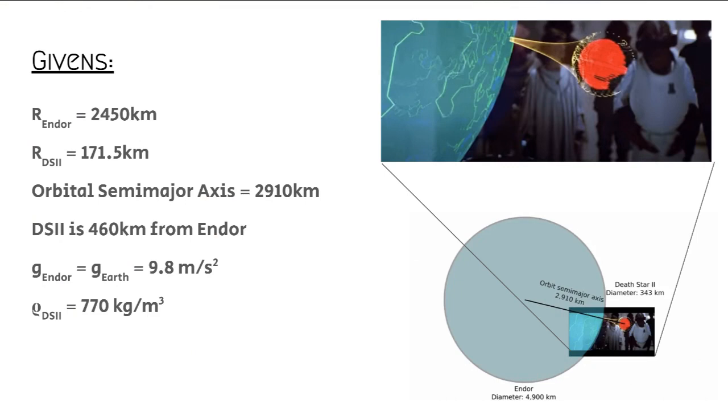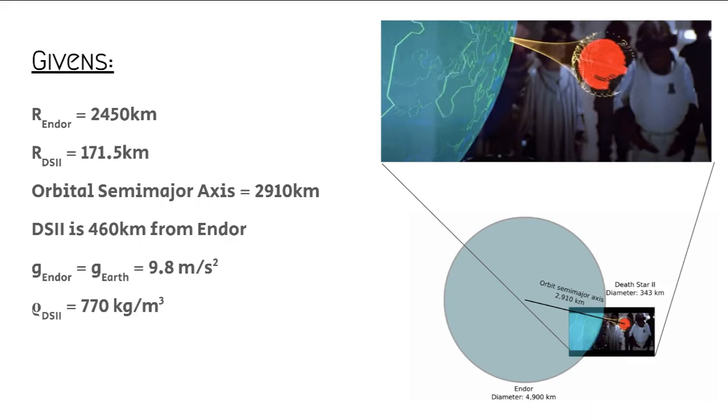The first step to finding out is to state all our given information. By looking at this one shot from a scene earlier in the movie, we can compare the relative sizes of the DS2 and Endor. We know from Wikipedia that the radius of Endor is about 2,450 kilometers. By extrapolating from the shot, we can say that the radius of the Death Star is around 171.5 kilometers. We can also say that the orbital semi-major axis, or the distance between the centers of mass of Endor and the DS2, is 2,910 kilometers.